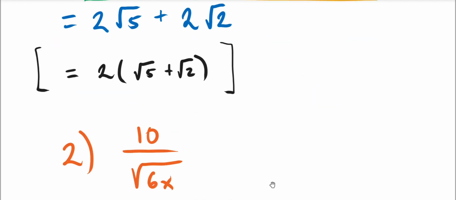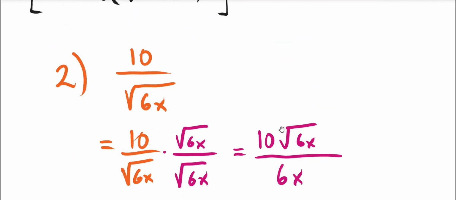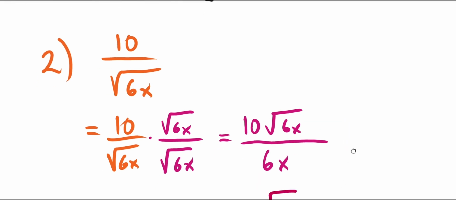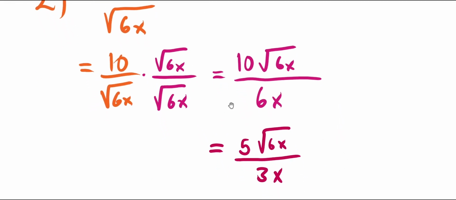Now, what about this guy? How do you rationalize this? Well, you take the denominator and you multiply on the top and bottom by it. On the bottom, that gets rid of your radical. The denominator is now rationalized. And on the top, we have 10 times radical 6x. So once we do that, we will just basically have to reduce the 10 and the 6. They both divide by 2. That gives me a 5 on top and a 3 on the bottom. We keep the x right here. It doesn't cancel with anything this time.